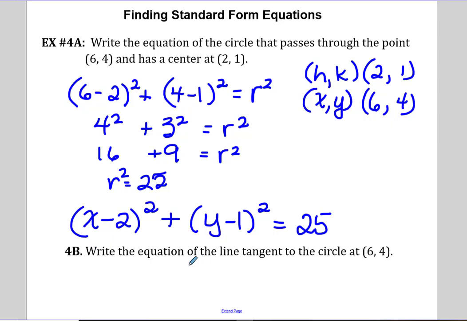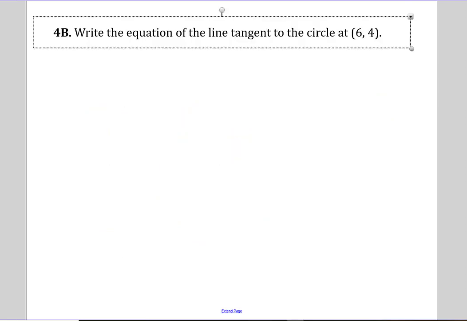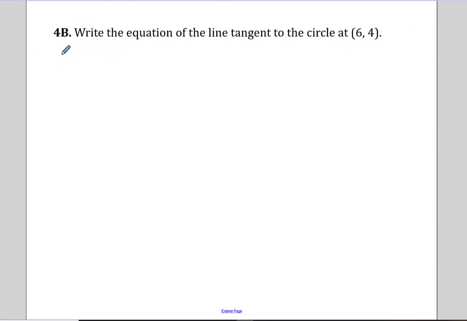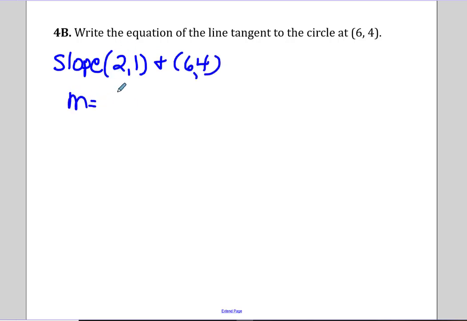And then part B, to write the equation of the line that's tangent to the circle at (6, 4). In this case, we want to know what the slope would be between the 2 points from (2, 1). So let's calculate the slope. First thing we need is the slope between (2, 1) and (6, 4). So the slope is the change in y, 4 minus 1, divided by 6 minus 2. That's 3/4.